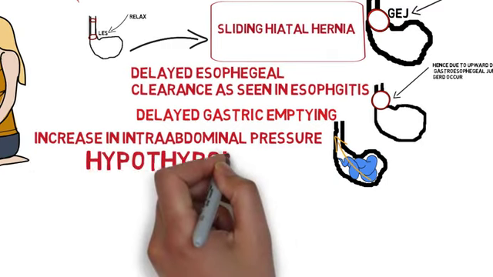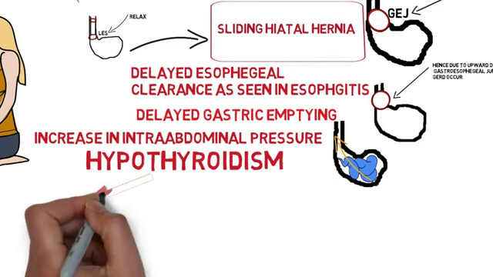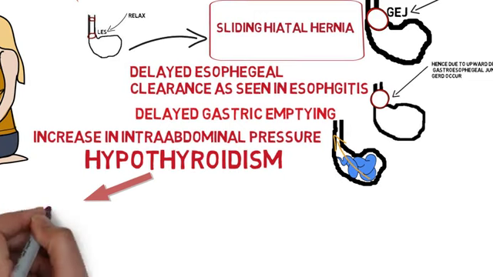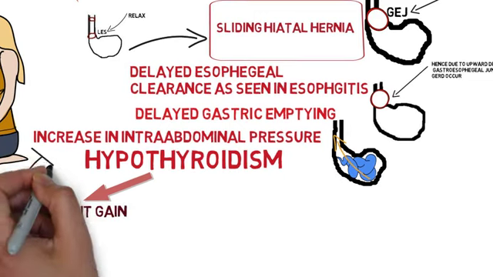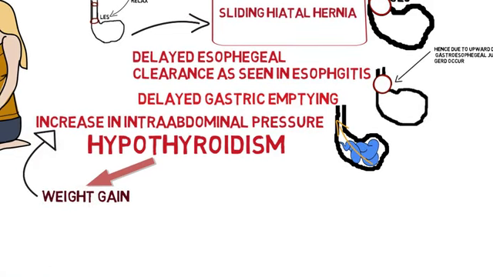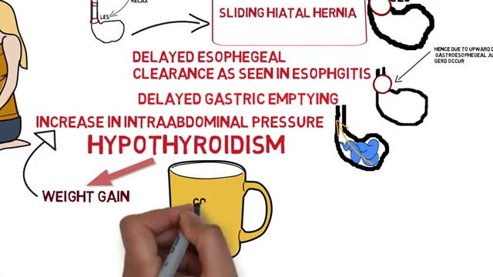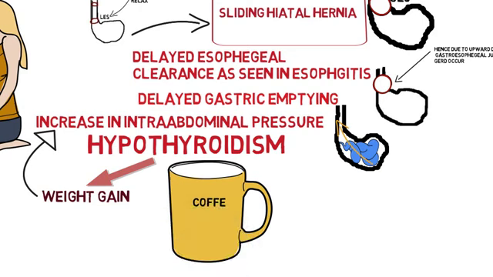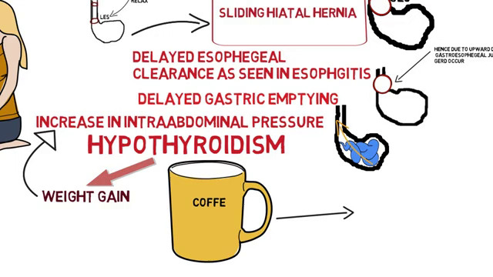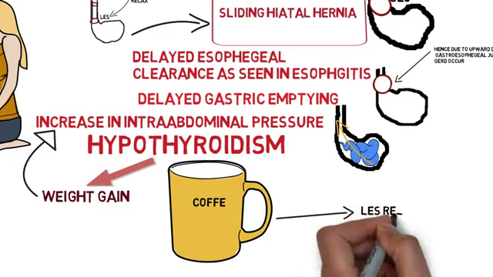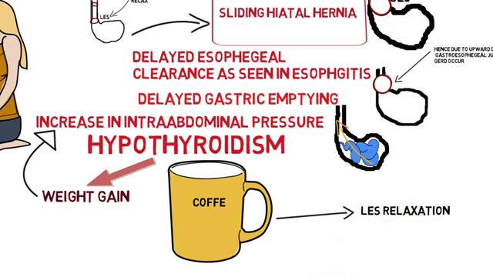Number five risk factor is hypothyroidism. Basically, hypothyroidism causes weight gain, and this weight gain causes an increase in intra-abdominal pressure and hence GERD. Other risk factors include diet such as coffee, which causes increased lower esophageal sphincter relaxation and hence GERD.